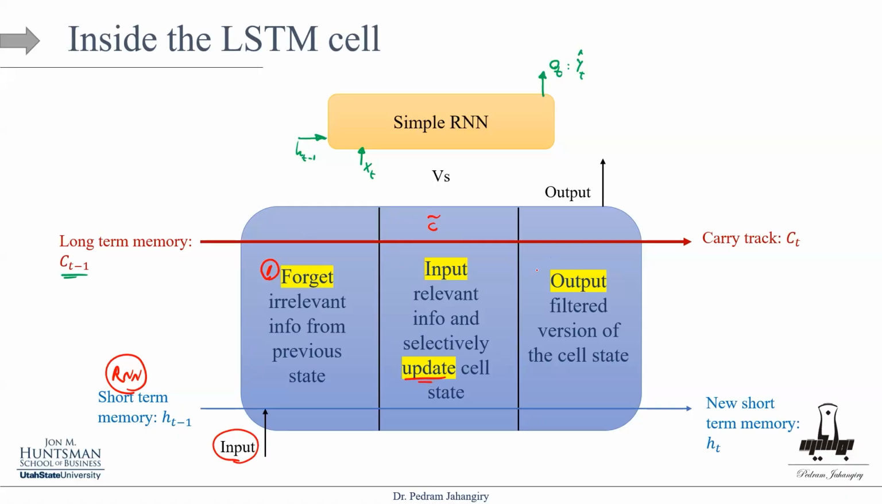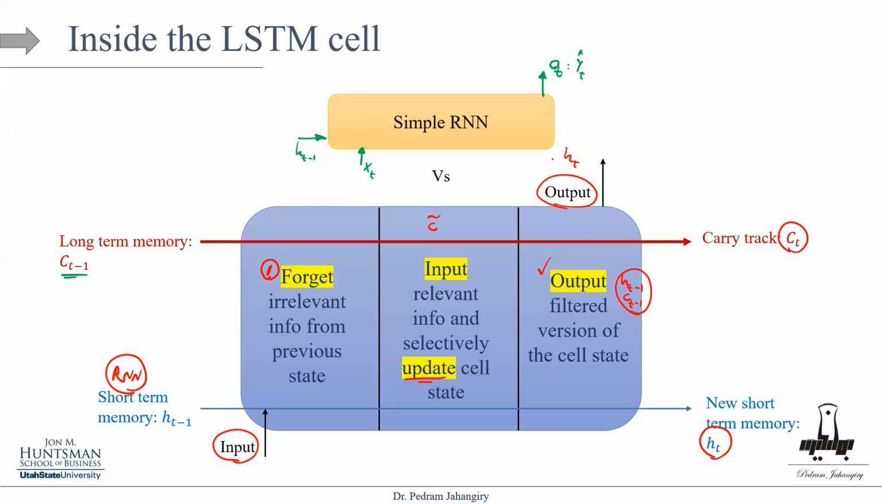And then finally, output, right? This output is going to be a filtered version of your cell state. So the output is going to be a combination of your short-term memory; it has H(t-1) in it and C(t-1). It's a combination of the two, and then it's going to output something for you. Out of this cell, you can get your H(t) and you can get your C(t). Again, your output is going to be your H(t).